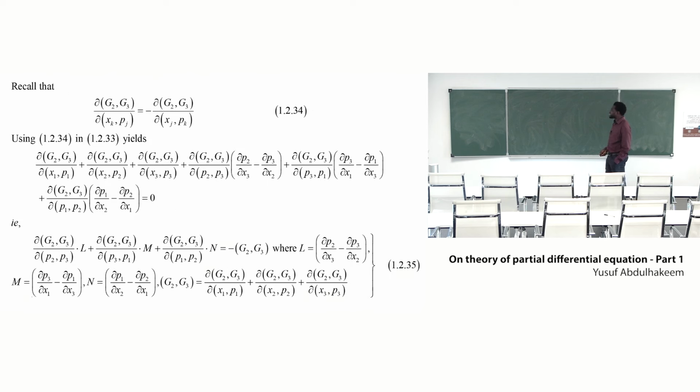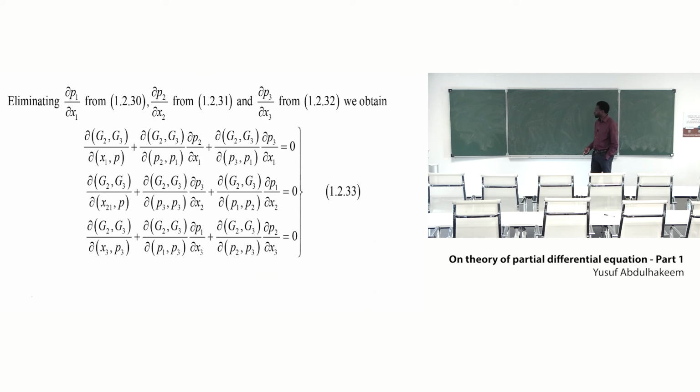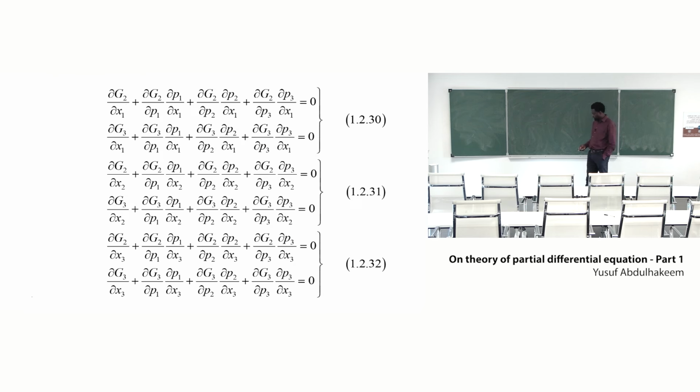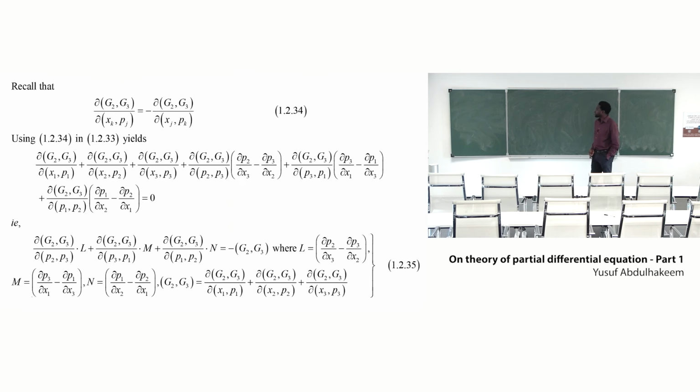Then again, we should recall that this G2, G3 of dxk minus pj is the same thing as minus the G2, G3 of phi of d of xj pk. Then using this in this yields this equation. That is, by the time we put together all these equations in 1.2.3, we are going to obtain what we have here.